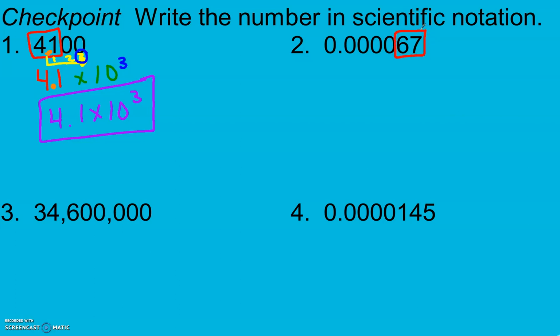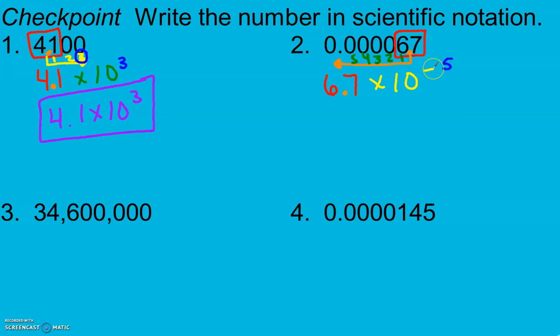The only numbers I worry about here are the 6 and the 7. We want exactly one number in front of our decimal. Here, we have to move it to the left, which is going to give us a negative value, times 10 to the, it's going to be negative. We count 1, 2, 3, 4, 5 places. So, to the negative 5th.